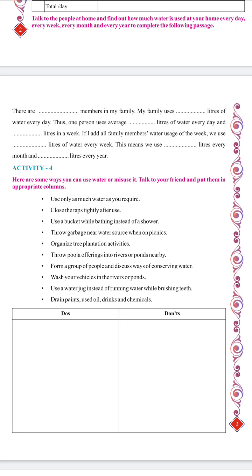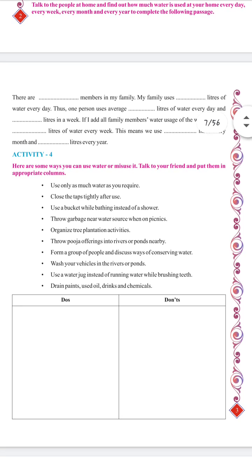Suppose a small family will use nearly about 20 to 25 liters of water every day. So if the number of persons living in a small family is near about 4, and if they are using 20 liters of water in one day, the average use for one person is nearly 5 liters of water every day. And in a week it will be 4 into 7, 28 to 30 liters of water in a week. If I add all the family members' water use of the week, we use dash liters of water every week. This means we use dash liters of water every month and dash liters of water every year.